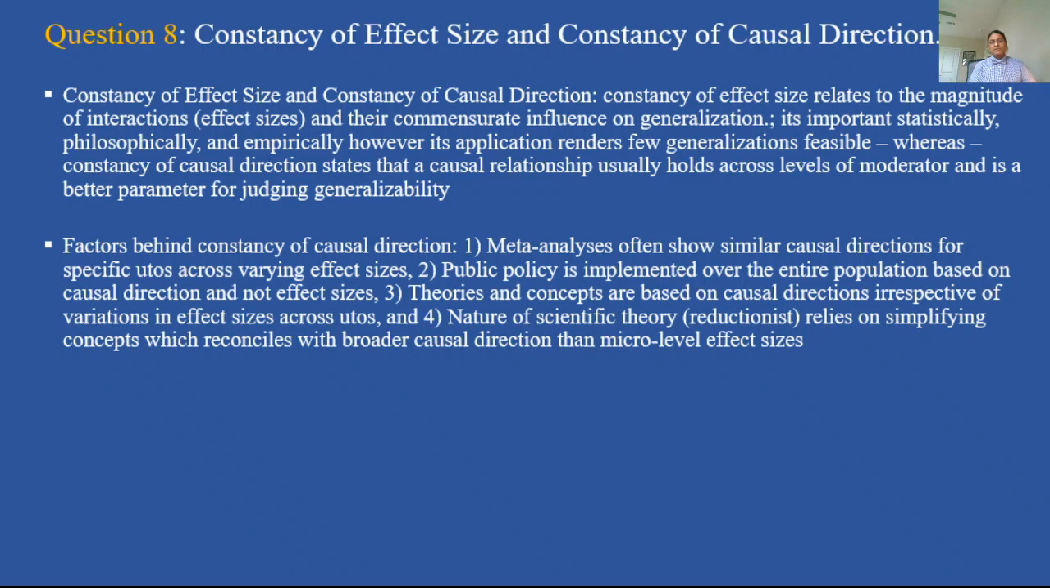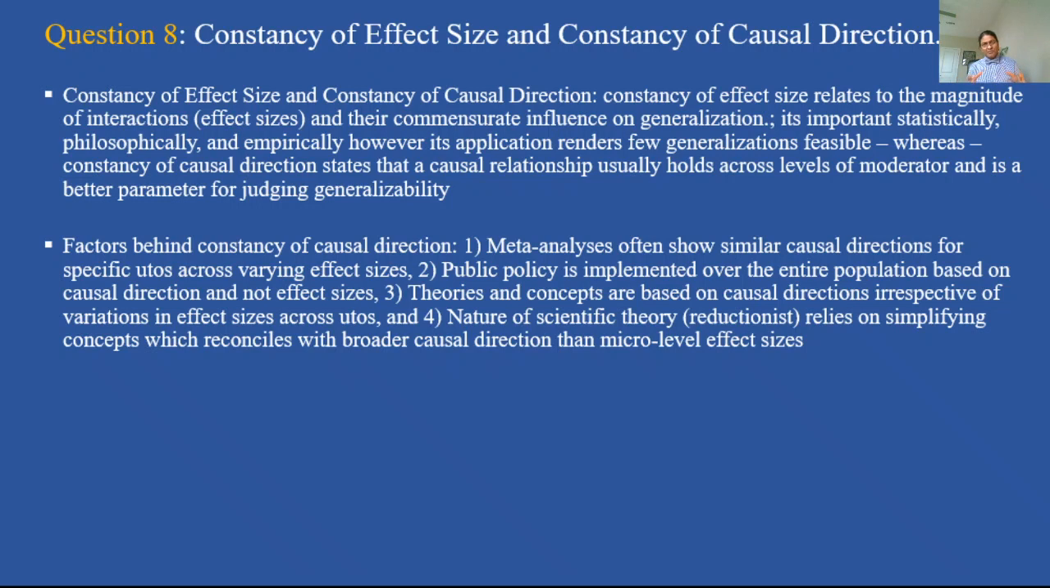It is important philosophically, as the book says, as the world is full of interactions. There are no studies without any interaction, or no happenstance in the real world without any interactions. And it is also important empirically, as no study goes without assessing interactions. If we don't assess interactions, the study would be rendered invalid. However, the book argues that focusing on constancy of effect sizes would render only a few generalizations feasible because they are so stringent.